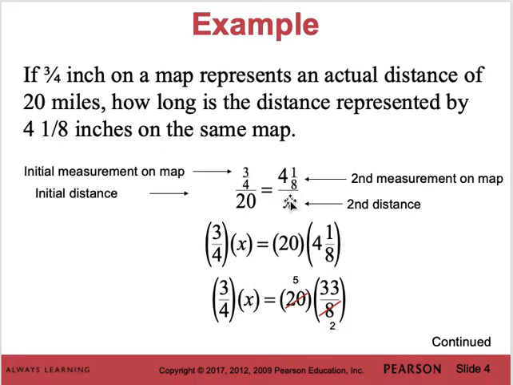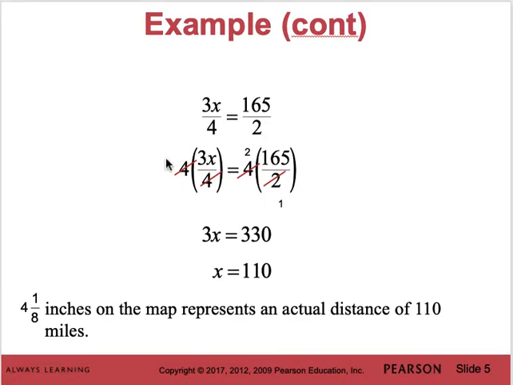X is our question. To solve this proportion, we would cross multiply. 3/4 times X equals 20 times 4 1/8, and then solve for X. We can simplify before we multiply if we like. Both numbers are divisible by 2. If I divide by 2, I get 5 and 4. If I divide by 4, I get 5 and 2. And then canceling any further before multiplying.